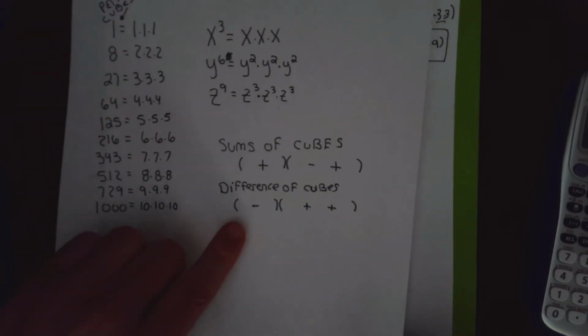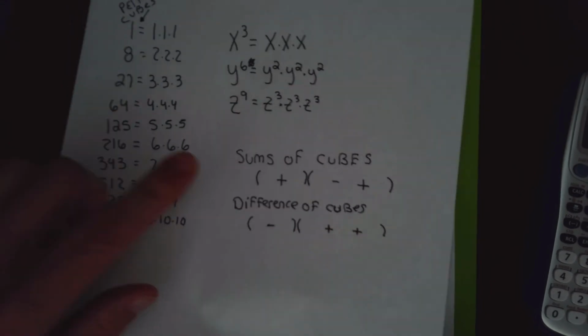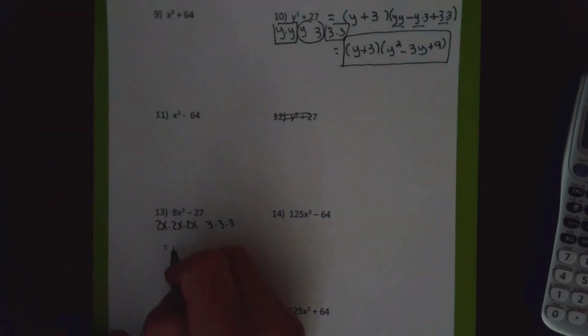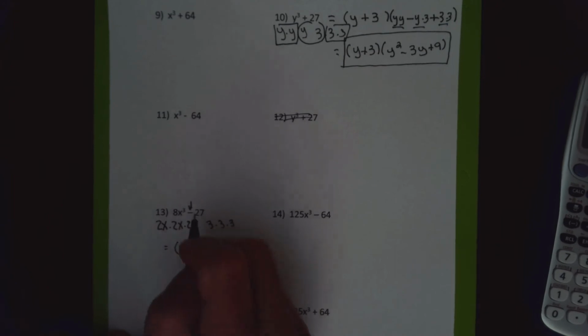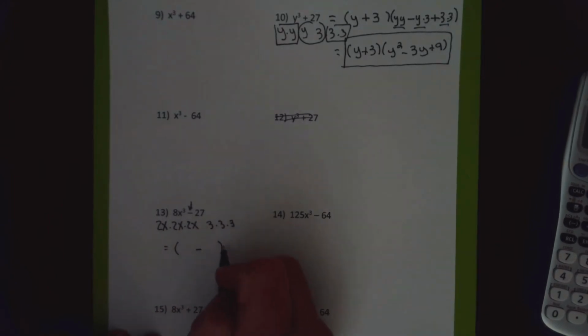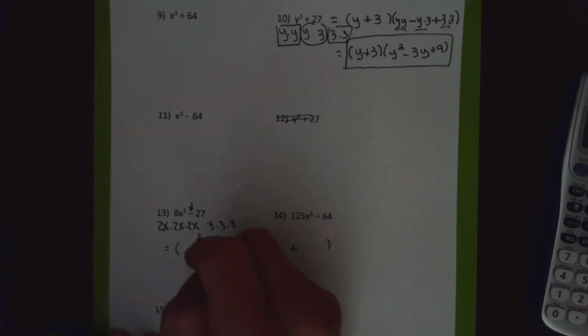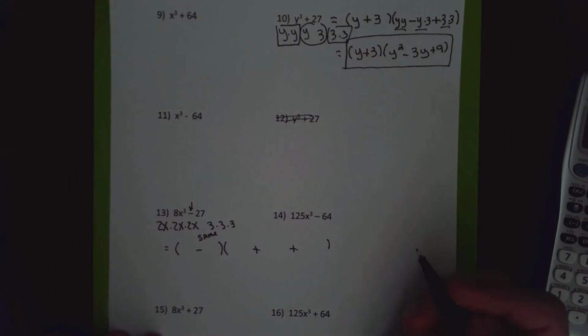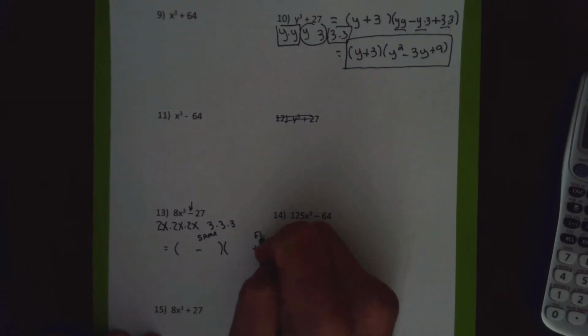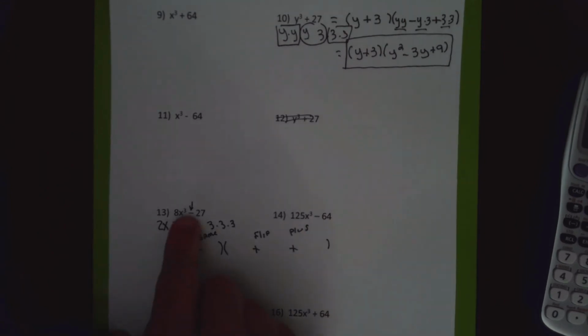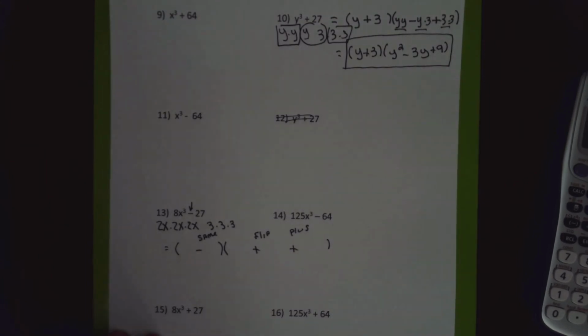This is a difference of cubes. It's minus, plus, plus. Always when I do the signs, I get the same sign as the original problem. Then I flip the sign, and then the last sign is plus. Usually we do this SOP acronym. Keep the sign, flip the sign, and plus. So to memorize the signs, I keep the sign that the problem has, then whatever sign I put in the first parentheses I flip, the last sign is always plus.